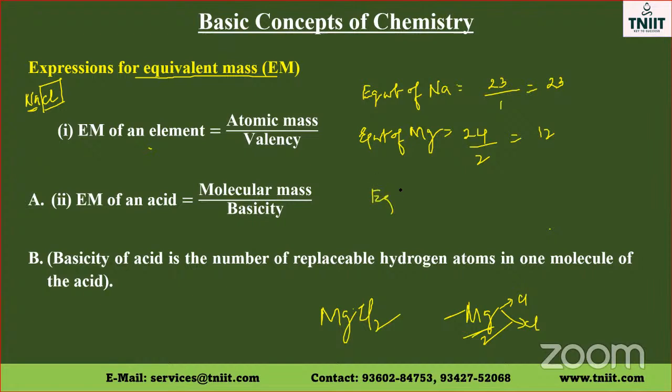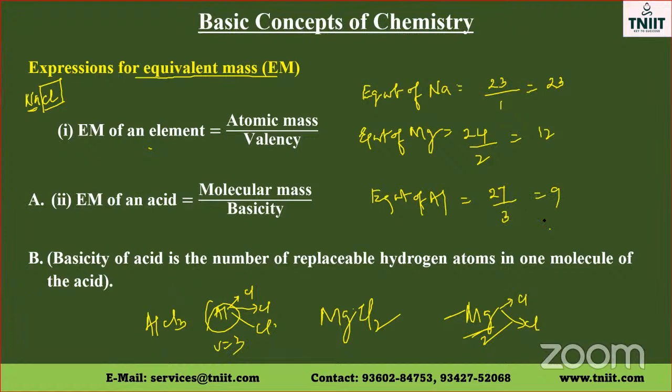Likewise, let's try to calculate the equivalent mass of aluminum. Aluminum atomic mass is 27. And aluminum chloride, as a molecular formula, for example, is AlCl3. That means one atom of aluminum combines with 3 chlorine atoms. Therefore, the valency of aluminum is 3. So 27 by 3, the equivalent mass for aluminum is 9. So here the sodium, magnesium, aluminum, what we spoke of, all those are elements. So for an element, how do we find the equivalent mass? For an element, equivalent mass is determined by the formula atomic mass by valency.